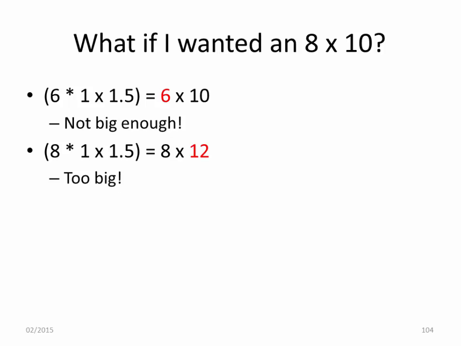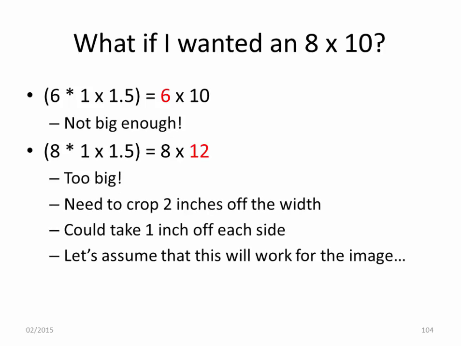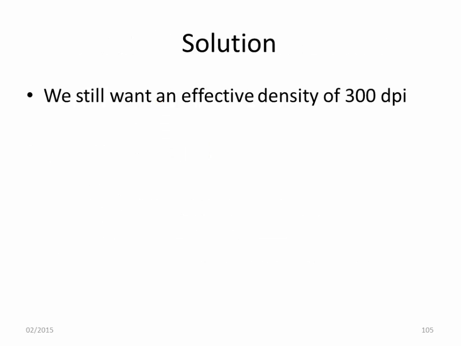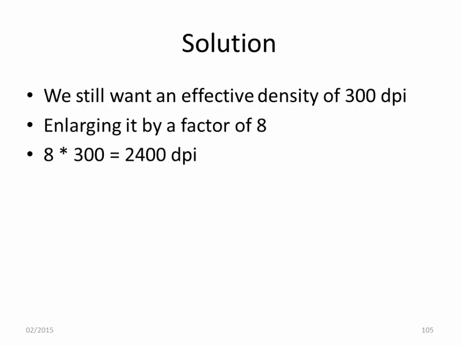So we're going to try to effectively blow this thing up even further. We still want to have this effective density of 300 dots per inch. I'm now enlarging it by a factor of 8. So now I'd have to scan this little slide at 2400 dots per inch, which a scanner will do just fine, so that when I enlarge it and throw away some of the stuff on the other side, I've got this 8 by 10, but still a nice high resolution representation of that tiny little slide.